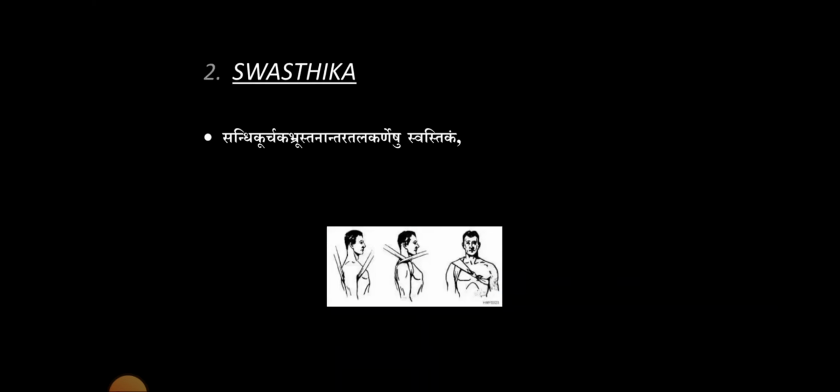Next it is swastika bandha. Swastika can be taken as the figure of eight bandage or cross bandage, and it can be utilized in the axilla, chest, forehead, palms, ears, dislocation of shoulder, etc. Sandhi, Kurchaka, Bru, Stanantara, Talakarneshu, Swastika. These are the areas where Swastika Bandha can be utilized. These kinds of places, Swastika Bandha is advised.